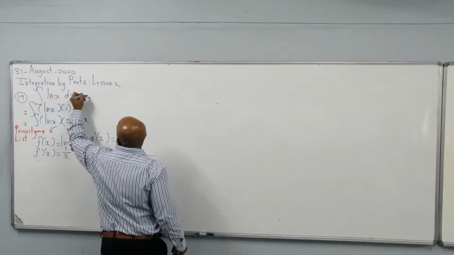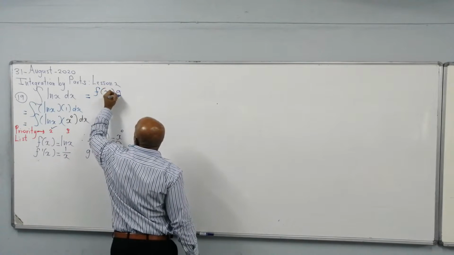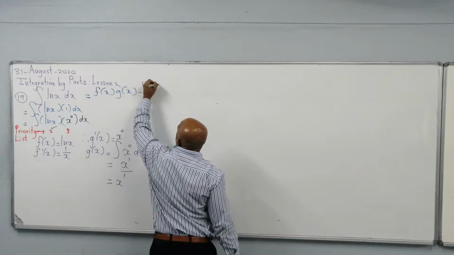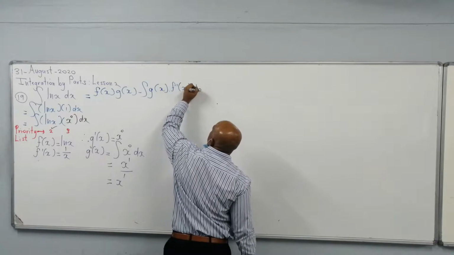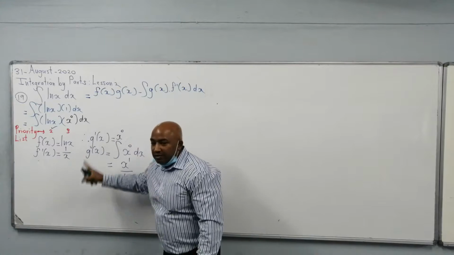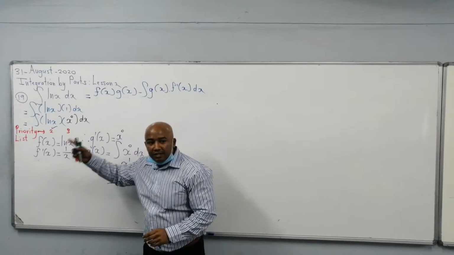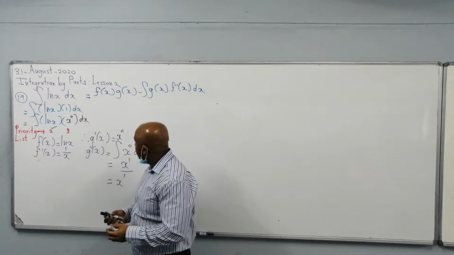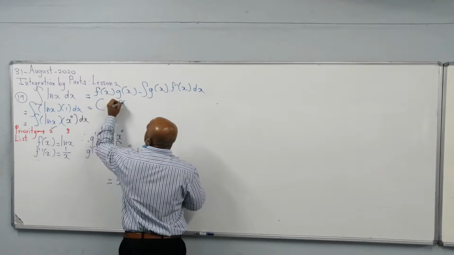Alright, so we know the integral of ln x is going to equal f of x times g of x minus the integral of g of x times f prime x dx. So this formula is given to you. So make sure you copy it down correctly, but the priority list, remember, you have to know it. You have to know which one to choose as your f of x. So you write down the formula and now substitute.